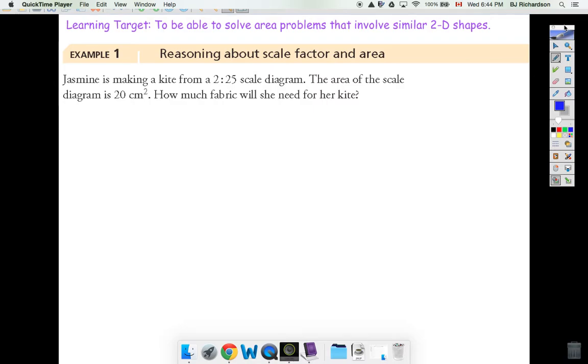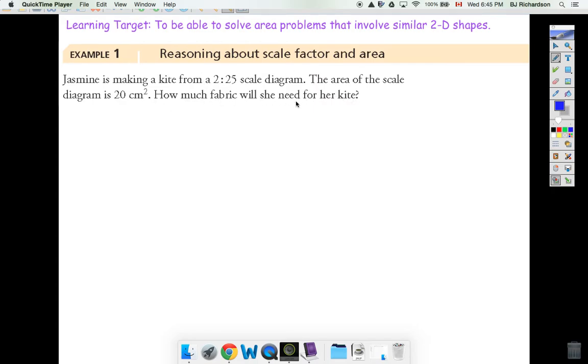Hey class, we're back again, and we're working from chapter 8.4, and this is example 1. We're going to look at reasoning about a scale factor and area. Here we have Jasmine making a kite from a 2 to 25 scale diagram. The area of the scale diagram is 20 centimeters squared. How much fabric will she need for her kite?